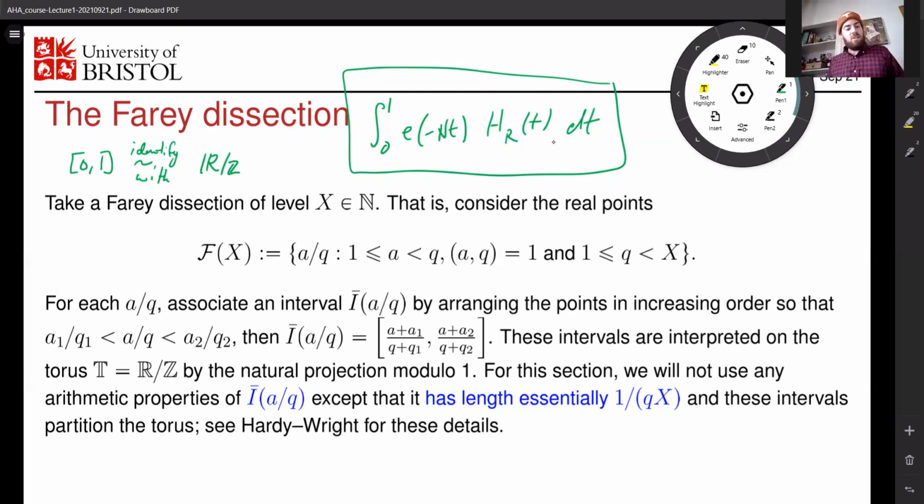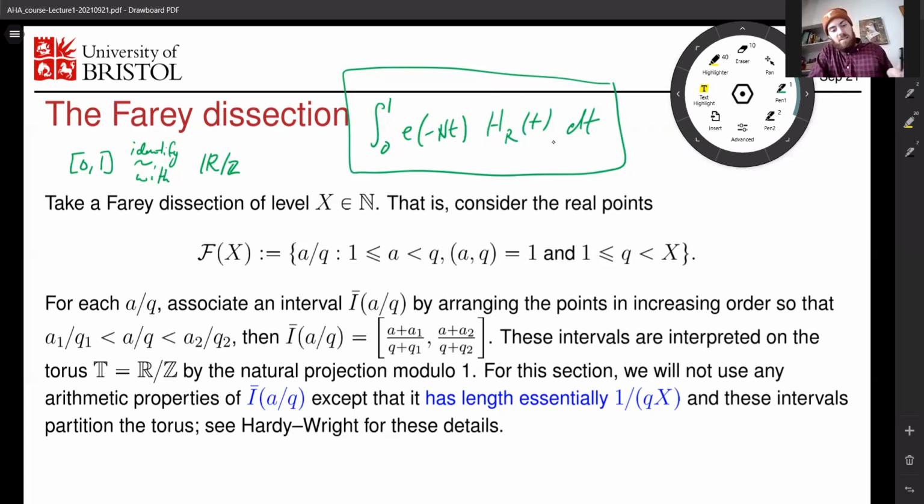Now there's this thing called the Fourier dissection, which happens at all levels, and it is used to break up the interval 0, 1 or the torus R mod Z into a partition of arcs. This partition means that no two separate arcs overlap, except maybe at the endpoints. Okay, that's great. So what does all that mean?